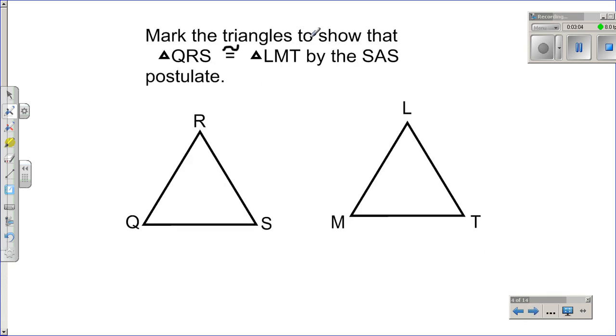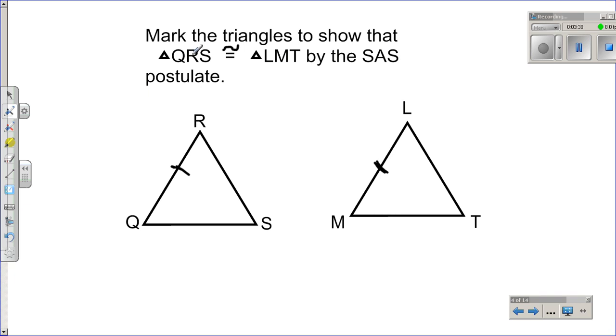Alright, this says mark the triangles to show that triangle QRS is congruent to triangle LMT by the SAS postulate. That means side, angle, side. So I'm on my QR. Now look, watch this. QR is here. It's got to be LM. LM is here. Now even though these triangles are sitting in this position, watch how these sides work. Then it says angle R is the same as angle M. See how it's side, angle, side?